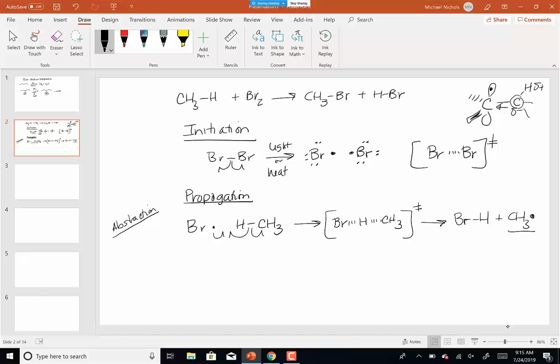So now we've got our CH3 dot. And what does our CH3 radical do? It reacts with a bromine, an intact bromine molecule. Now, in the initiation step, you don't need all of these bromines to break apart. You don't need that.